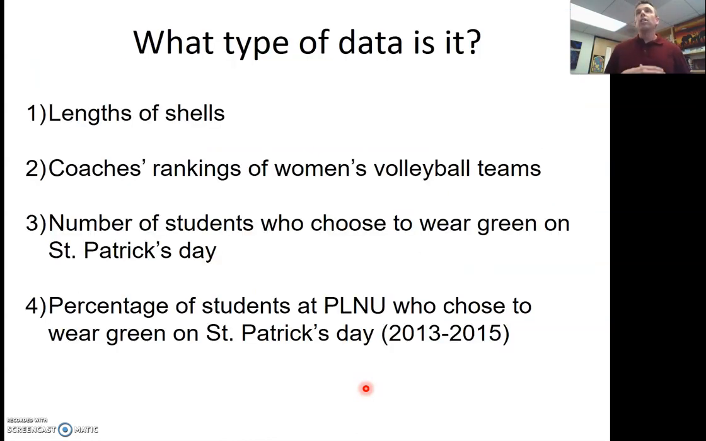At this point, I want you to go on Canvas and take the quiz on what type of data this is. Think it through, and then get the feedback. Make sure you're really looking at the feedback, because that's where the correct answer is explained for you. And then hopefully we're ready to go with this.